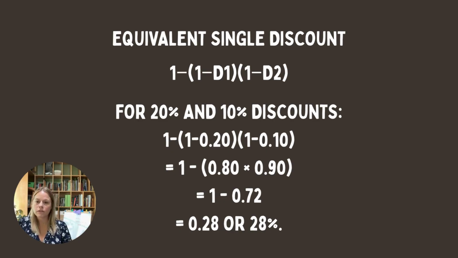For 20% and 10% discounts, you would just turn them into decimals by moving the decimal place over to the left 2 place values, and then you would plug it into the formula. So starting with the order of operations, you would do the parentheses first, and it would be 1 minus 0.2 times 1 minus 0.1. And you would get 1 minus 0.8 times 0.9, making that 1 minus 0.72. And your answer would be 0.28, or after moving the decimal back over to the right 2 places, 28%.